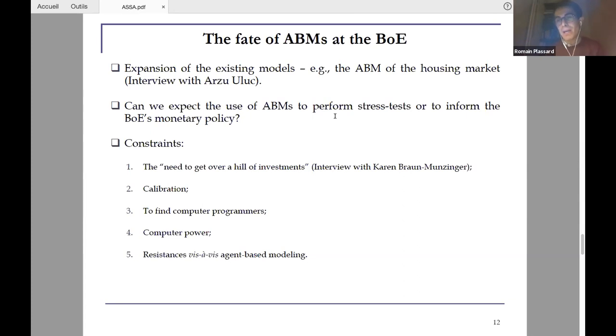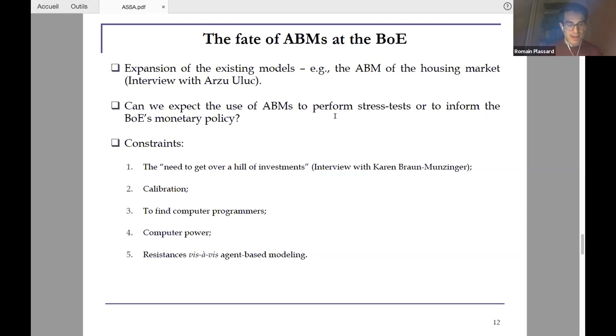So let me reformulate the question. Can we expect a use of agent-based models, for instance, to perform stress tests or to inform the Bank of England's monetary policy? And to help find an answer, I think it's useful to identify what could prevent the deployment of agent-based models at the Bank of England. In my article, I identify five constraints.